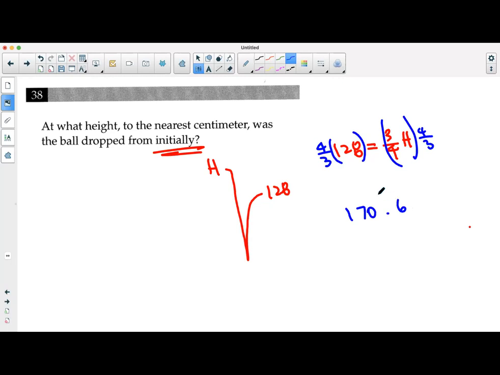170.6 or 170.7. Either one would have been the answer. How about that, guys? Is that okay? Yeah? So, that's basically what we could have done. Now, what I'm going to do, oh, okay, I have a couple of comments or questions.